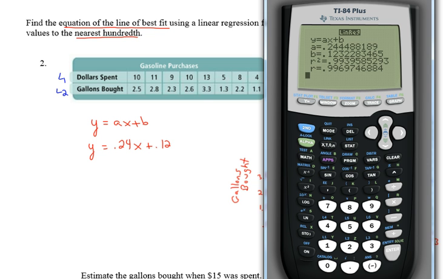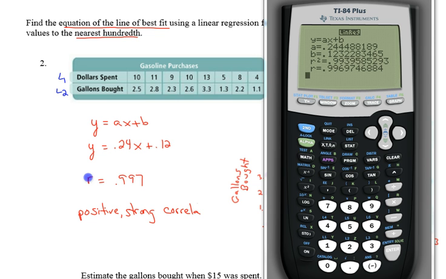Now the graphing calculator also tells us that our correlation coefficient is 0.997. And that value is very, very close to a positive 1, which means we have a positive, strong correlation. Our R value is positive, indicating that as the independent variable increases, so does the dependent variable. And strong because our R value is very close to 1.